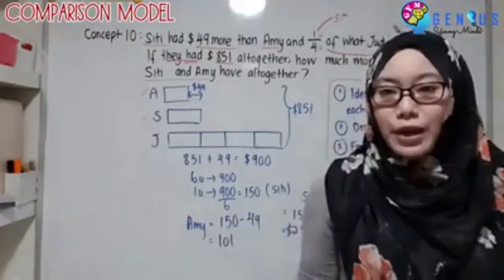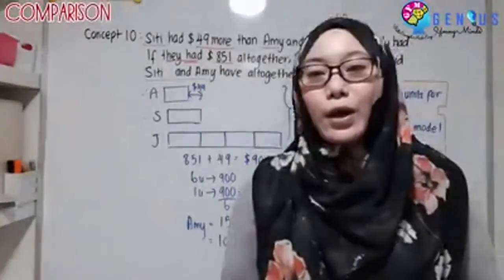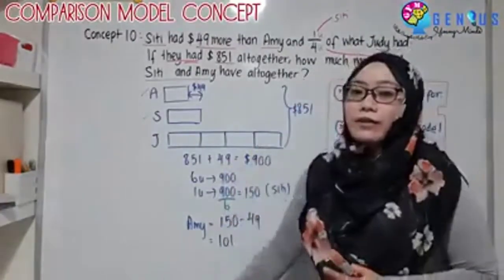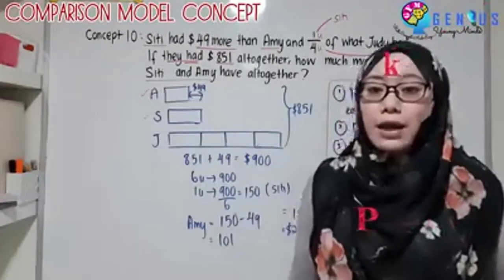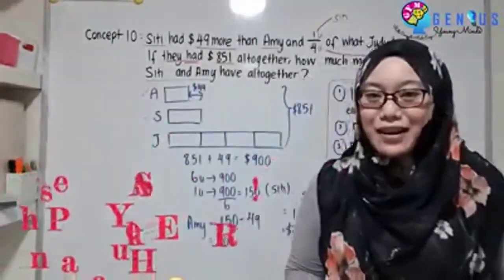So this is a comparison model question, or concept. It's very straightforward. All you have to do is identify the units for each person, then compare accordingly. A good 3 marks question for the P5 exam, or maybe for the P4s and even the P3s.